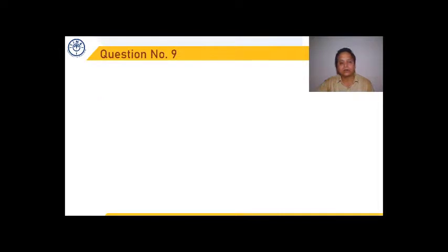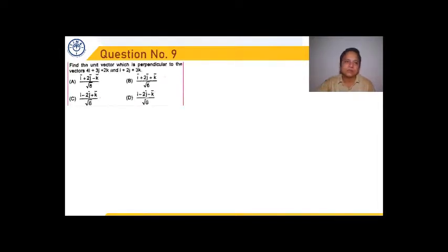Let's use this in question number 9. Find the unit vector which is perpendicular to the vectors 4i plus 3j plus 2k and i plus 2j plus 3k. You have to find a unit vector which is perpendicular to these two vectors. So A vector is given to us, B vector is given to us. A vector is 4i plus 3j plus 2k and B vector is i plus 2j plus 3k.